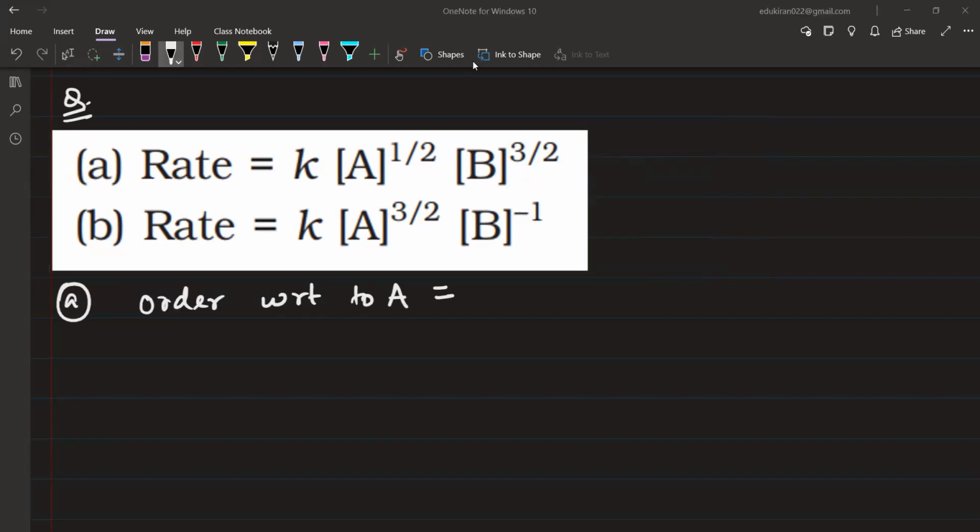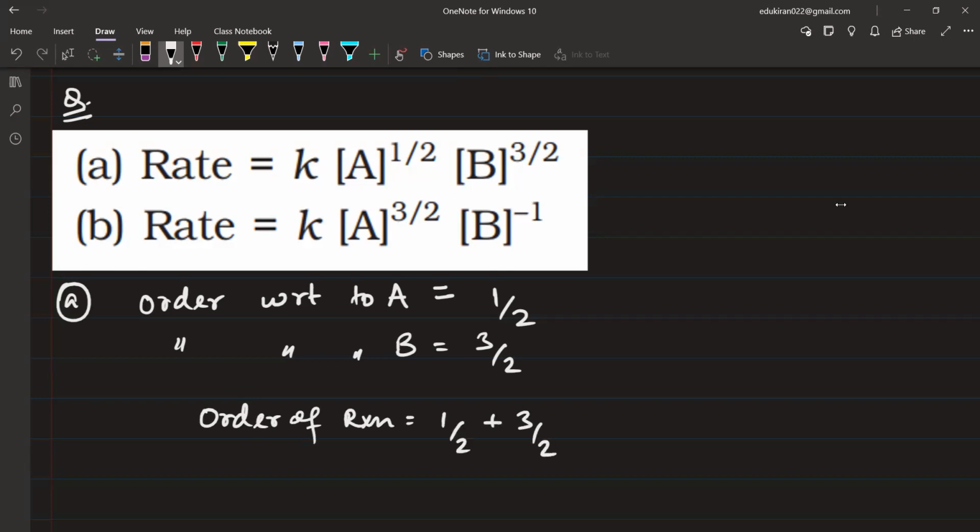Order with respect to A only, not the complete order of reaction. With respect to A, it is how much? 1/2. And Rabia, you tell me with respect to B. 3/2. And what is the complete order of reaction? 1/2 plus 3/2, correct? Which will be equal to 4/2, which will be equal to how much? 2. So we call this second order.